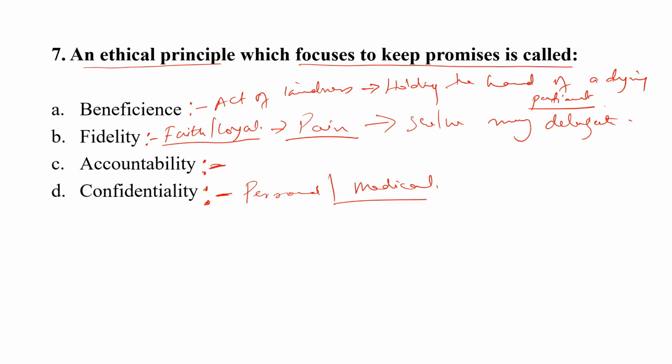So the correct option here is option B, which is fidelity. Fidelity is an ethical principle which focuses to keep promise.